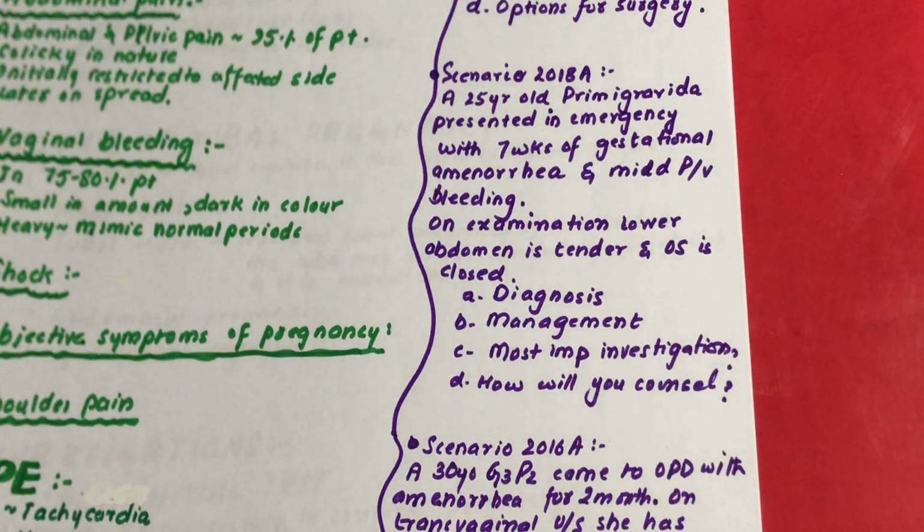A 25 years old primigravida presented in emergency with 7 weeks of gestation, amenorrhea, and mild PV bleeding. So the symptoms are here. She is pregnant and she has gestational amenorrhea and mild PV bleeding, and on examination she has lower abdomen pain. Lower abdomen tender or abdominal pain is one and the same thing, and os is closed. So the triad is complete. It is a ruptured ectopic pregnancy.